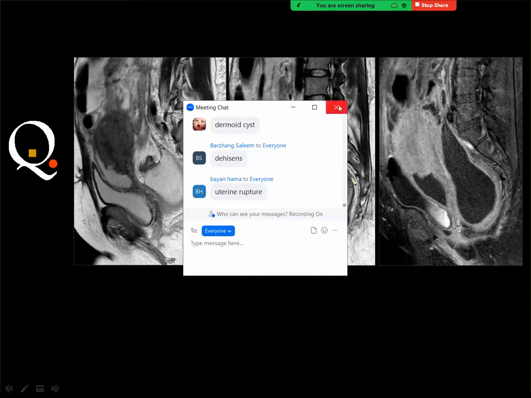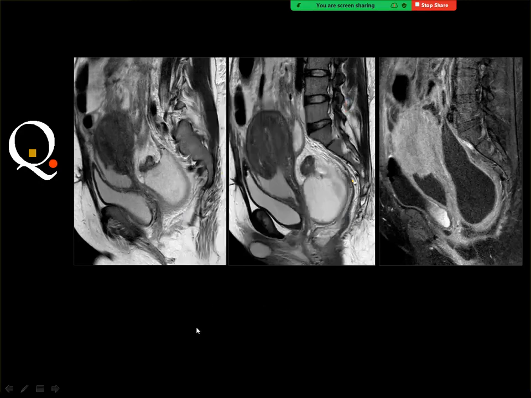Yes, the answer is right, and this is uterine rupture. You see here that there is a big defect in the anterior wall of the uterus with some fluids surrounding the uterus from anterior and posterior. This is, of course, the urinary bladder containing some of the injected contrast material because this is T1 post contrast with fat suppression, and this is T2 weighted images.